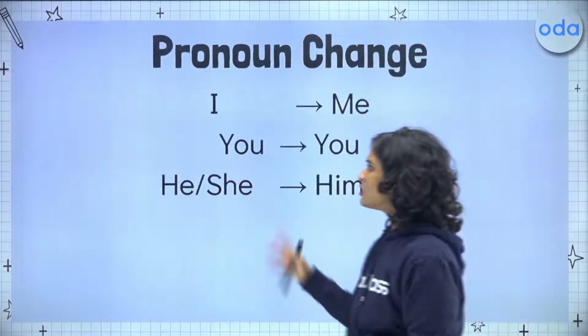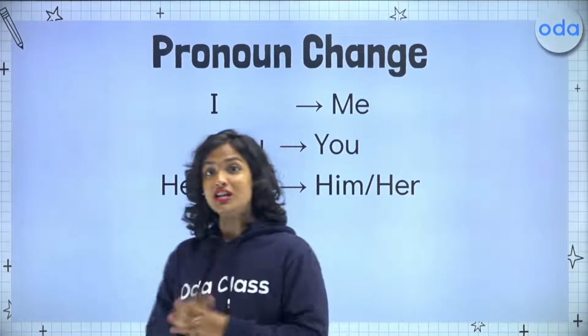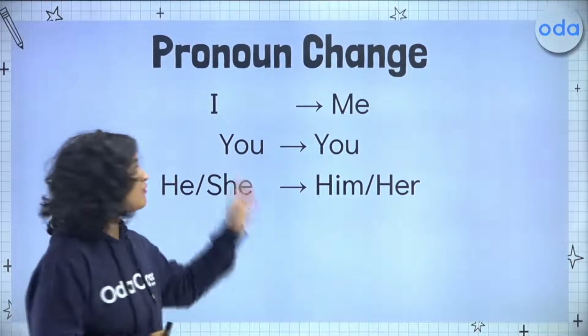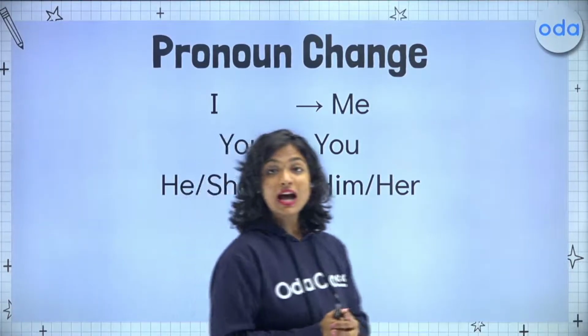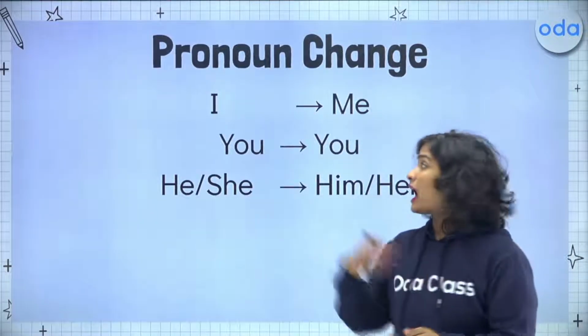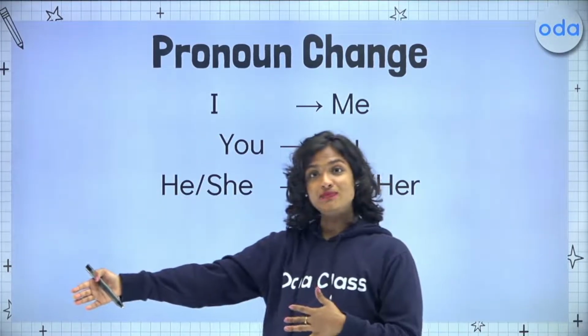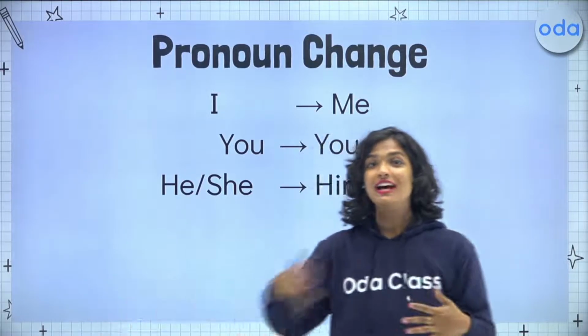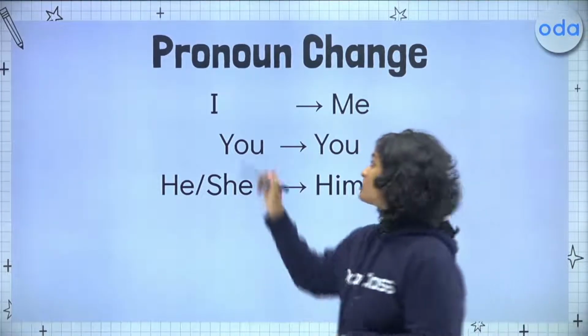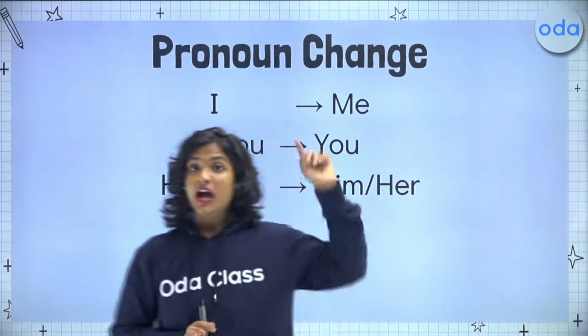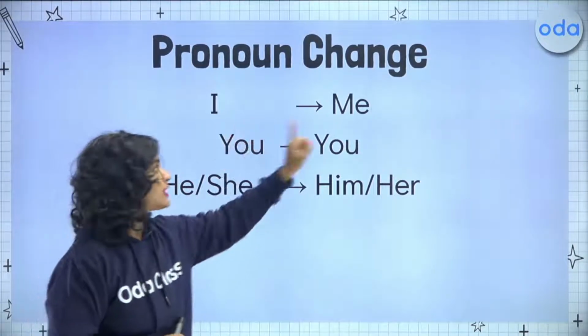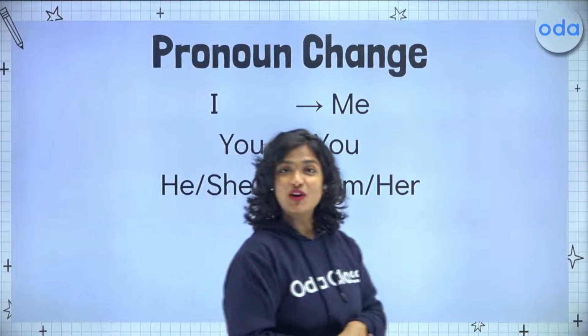So let's take a look at how that pronoun change happens. So for our singular pronouns, I becomes me. I did some action, but this action was done by me. So that is the difference here. I is the subject form, me is the object form.